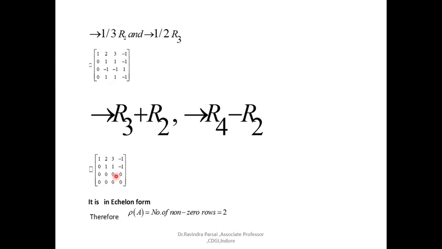Now how many non-zero rows? You have 2 non-zero rows, so the number of non-zero rows is equal to 2. That's why the rank of the matrix is 2.